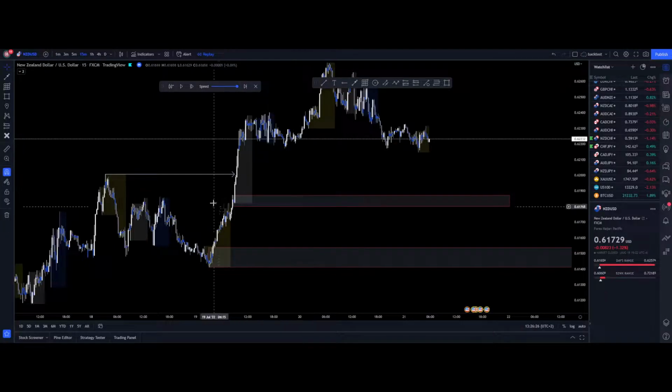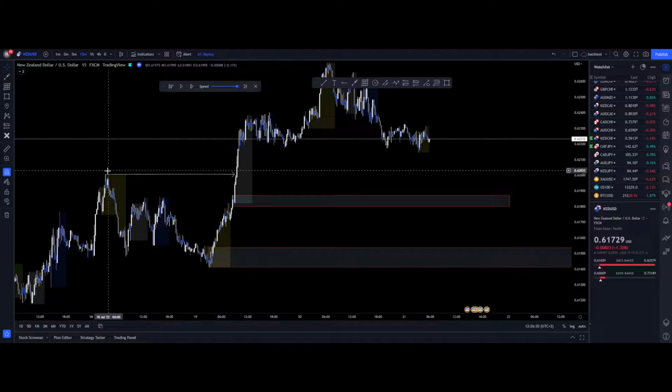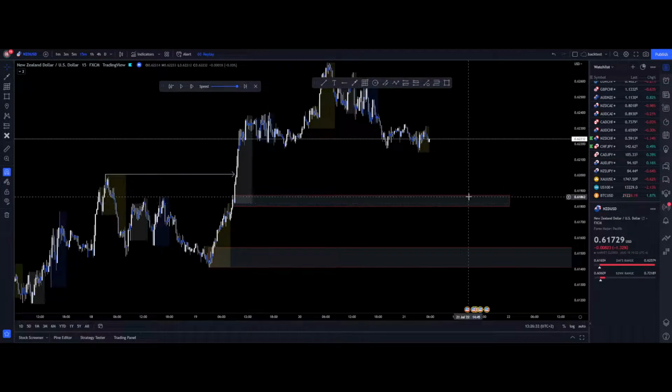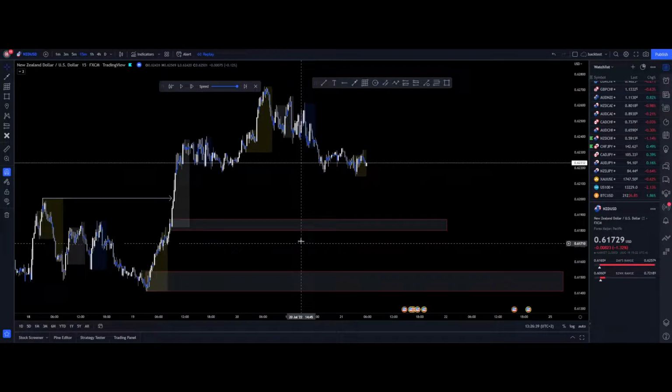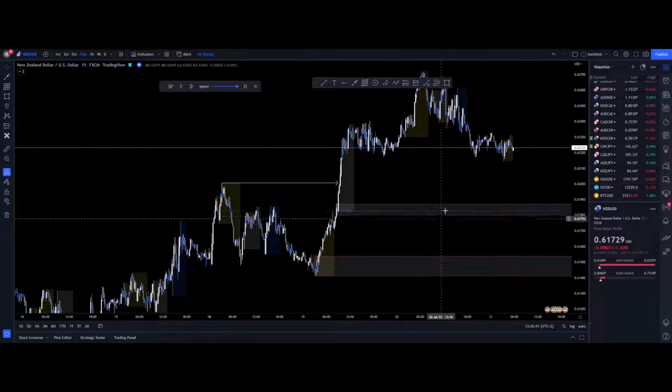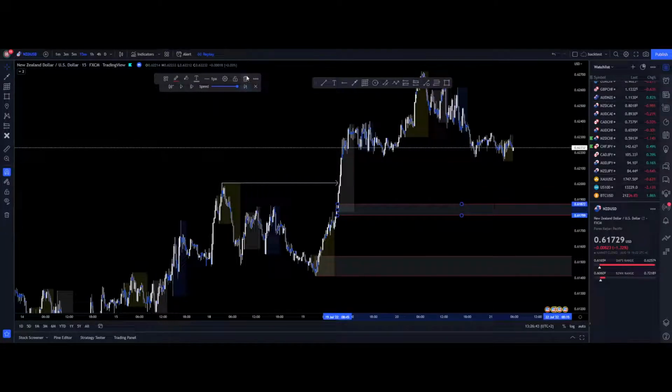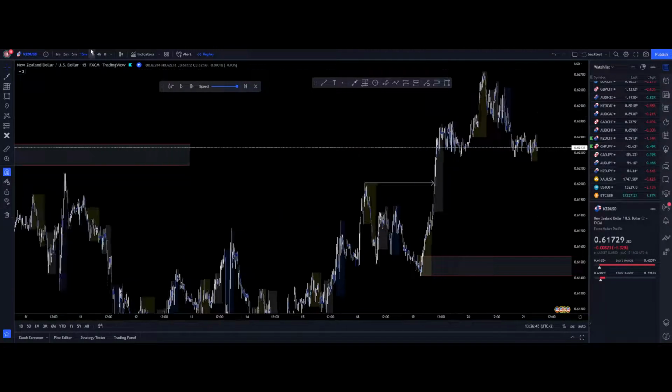That's why it's called a point. It's called point of interest, because over here it broke this structure right here. So it could mean that we go down over here and then we go up again to test this supply or even break the supply. But yeah, so that was basically point of interest stuff.